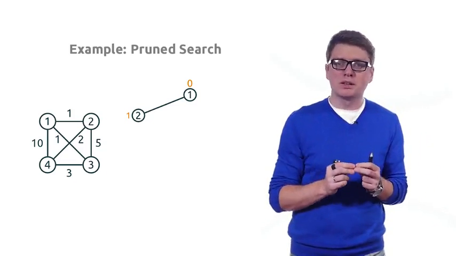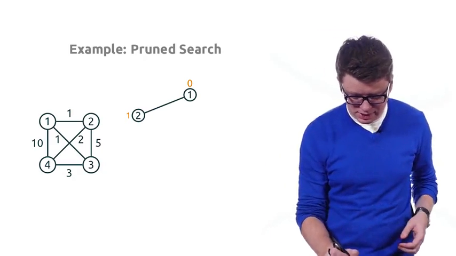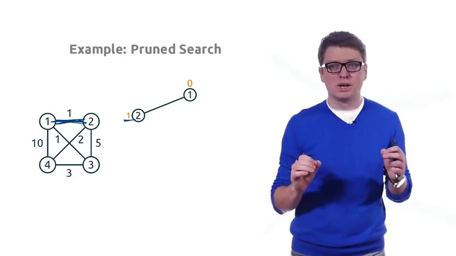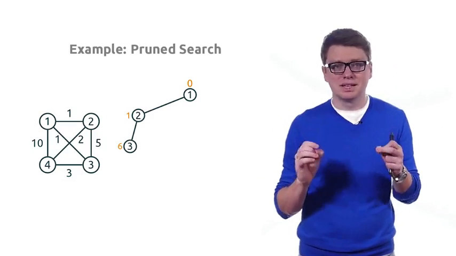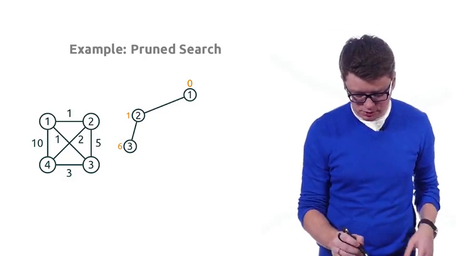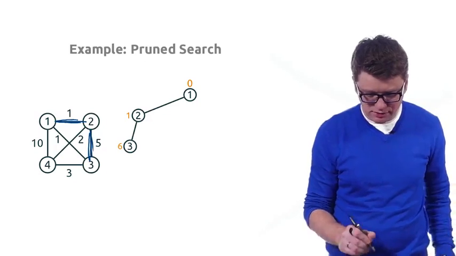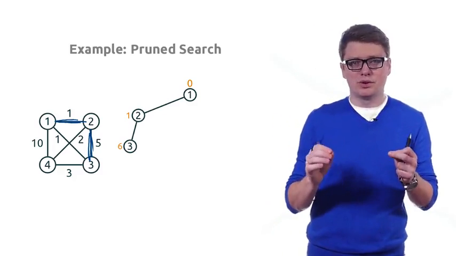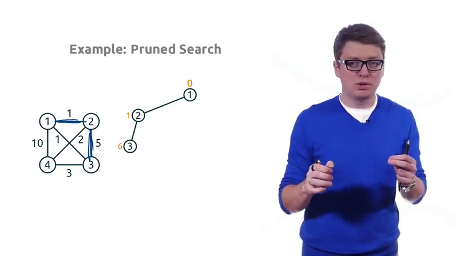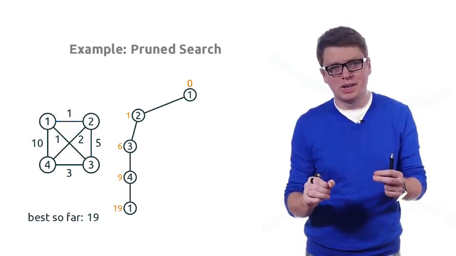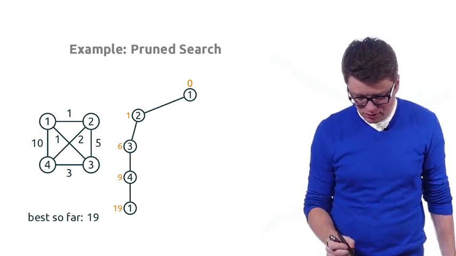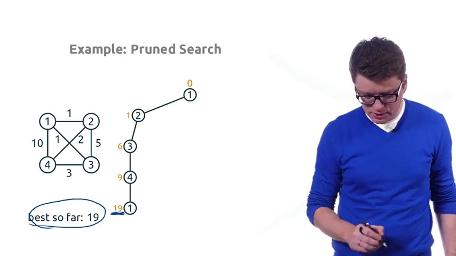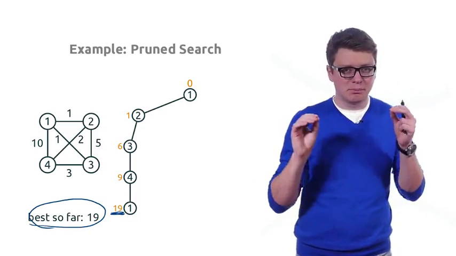Then from node number 1 we can go to node number 2, and at this point the length of the current path is equal to 1 because we already traversed this edge of length 1. Okay, from 2 we go to 3, and the length of the current path is equal to 6, because this is just 1 plus 5. So we update the length of the current subpath. Finally, from 3, the only available node is 4, so we go to 4 and then we return back to 1, and then we save the information that we already see a cycle of length 19. Okay, so we save it in a variable called something like best so far.